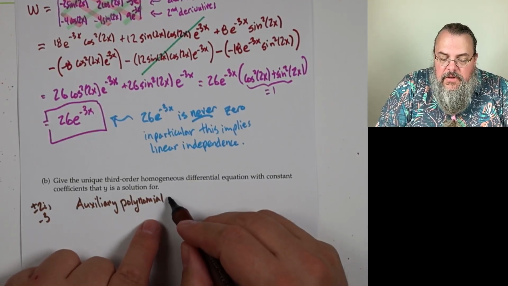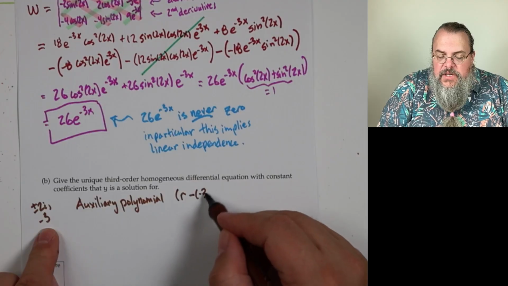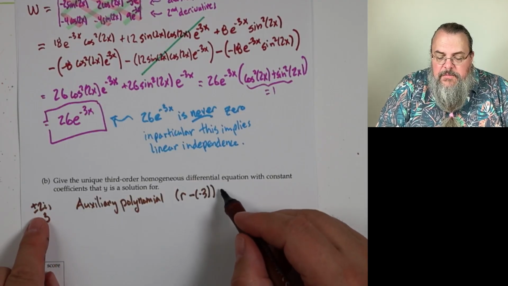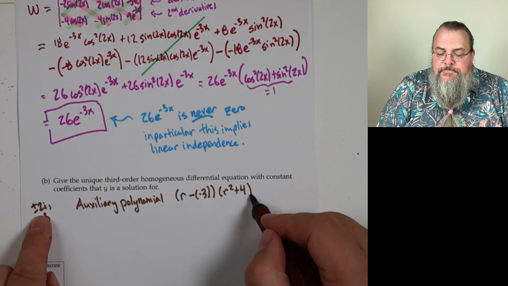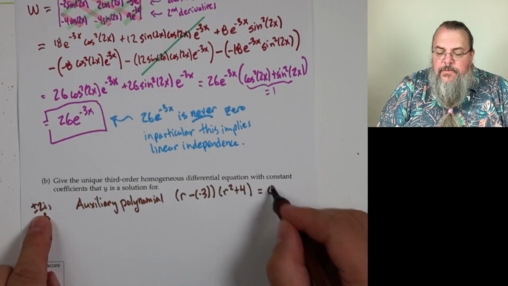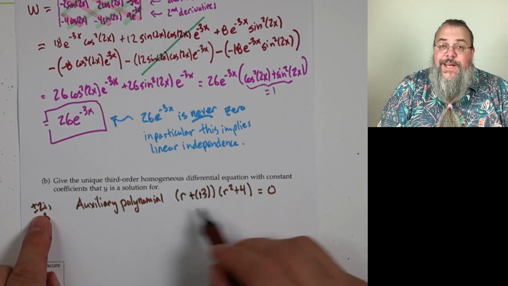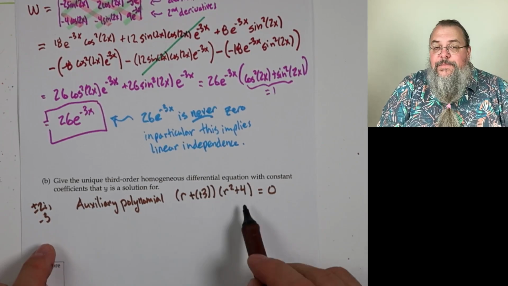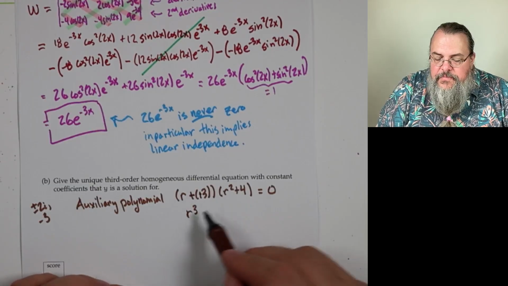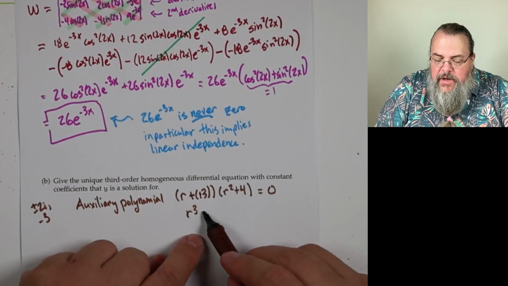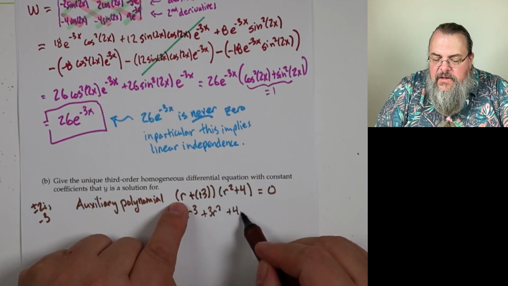So our auxiliary polynomial, well, for a root of negative 3, that would be r minus minus 3. And for complex, and in particular, plus minus 2i, that would come from r squared plus 4. All right, so we set that equal to 0. Well, minus minus is really a plus. Now I'm going to expand this auxiliary polynomial. Since we had the roots, we had the factored form. Now expanded. So we'd have an r cubed. We'd have a 3r squared from 3 times r squared, a 4 times r, and a plus 12.